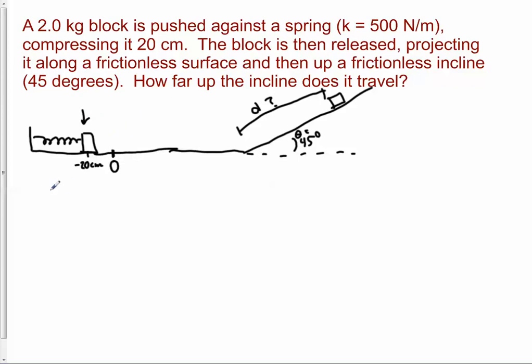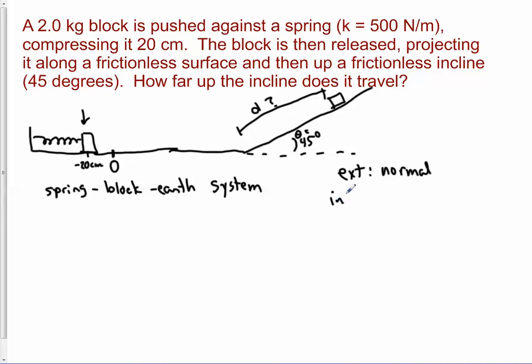The spring and block and Earth system is the system we want to look at, because the only external force then will be the normal force of the surface and the inclined surface as well. But remember, that external force doesn't participate in energy transfers, so we can ignore it, or it means the system really can still be treated as isolated.